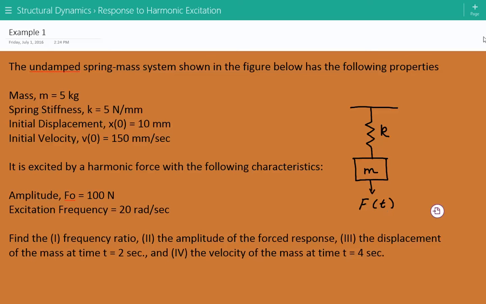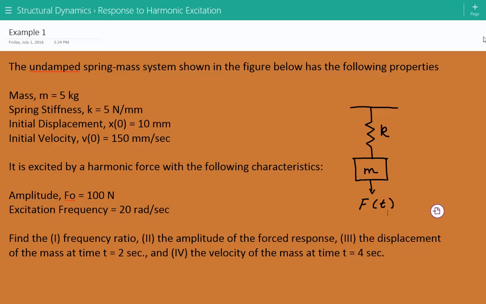Hey everybody, this is example number 1 for structural dynamics, response to harmonic excitations. The problem statement that we have is: the undamped spring mass system shown in the figure below has the following properties. The mass is equal to 5 kilograms. The spring stiffness is equal to 5 newtons per millimeter. The mass has an initial displacement of 10 millimeters and an initial velocity of 150 millimeters per second.